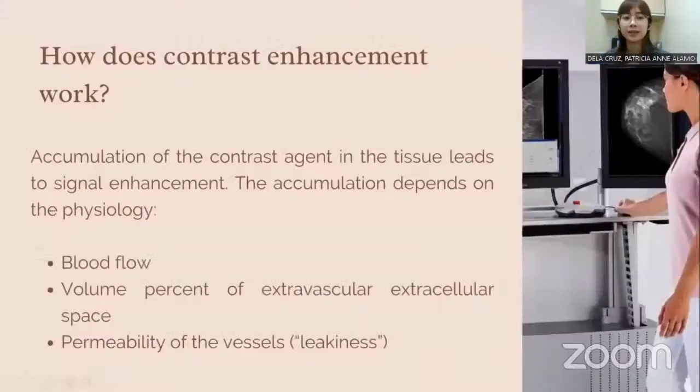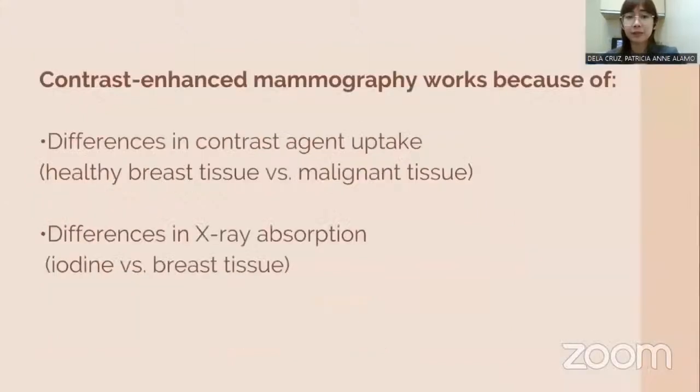So how does contrast enhancement work? Accumulation of the contrast agent in the tissue leads to signal enhancement. The accumulation depends on the physiology: your blood flow, the volume percent of extracellular space, and the permeability of the vessels, or the leakiness. So it works because of differences in contrast agent uptake, and thus differences in X-ray absorption. In healthy breast tissue, it's only grayish in the image. Then if it is a malignant tissue, it will appear bright, or you can see an uptake there, like in the image shown here.